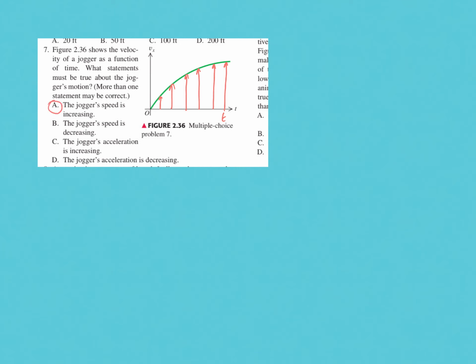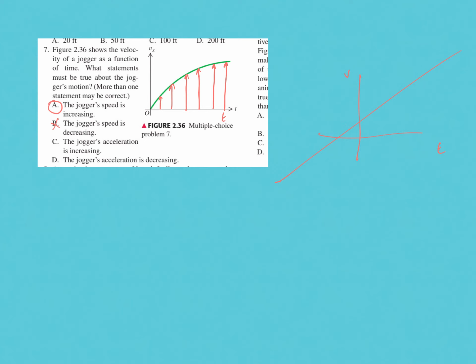The jogger's speed is decreasing. No, this is not true. The jogger's acceleration is increasing. Wow. The acceleration of a body is constant when the velocity versus time is a rectilinear line. If the velocity versus time is a rectilinear line, it means that the acceleration is constant. Is this graph of velocity versus time a rectilinear line? No. So the acceleration is changing.